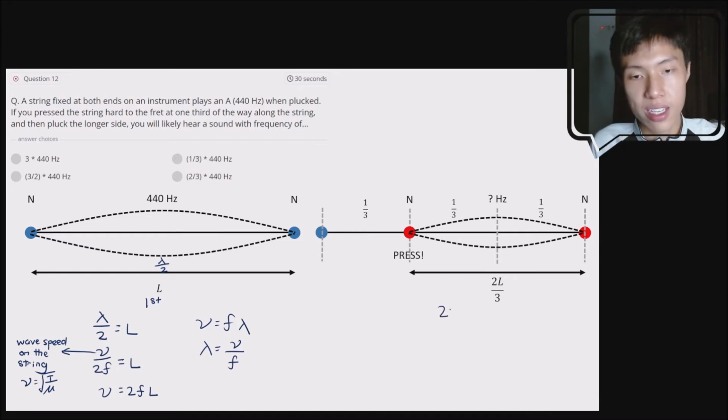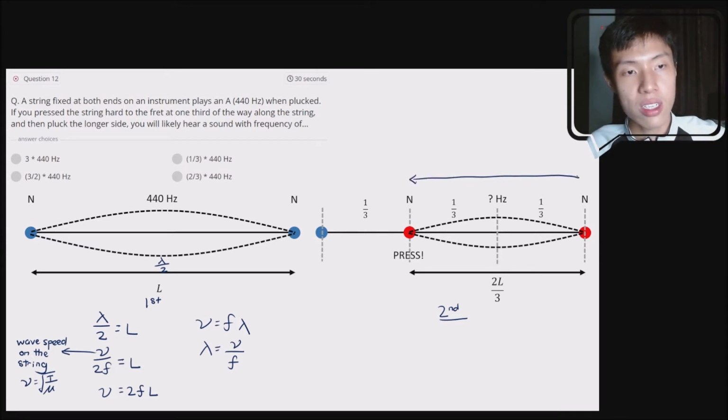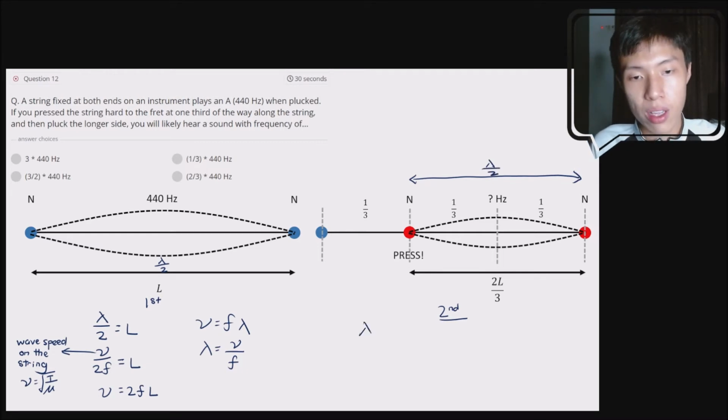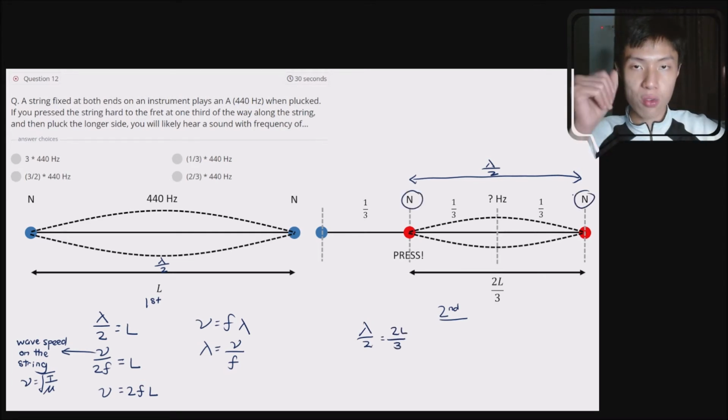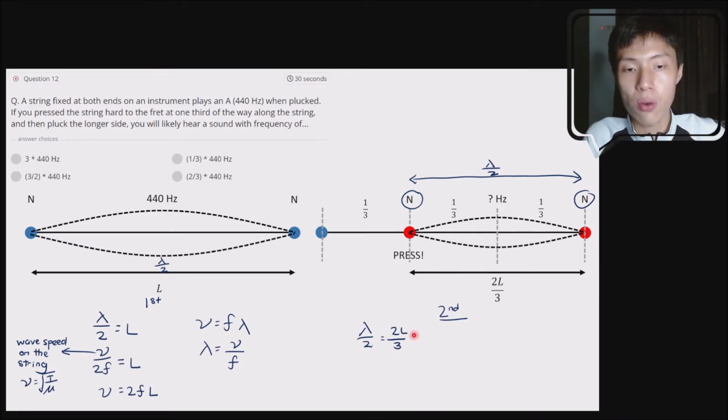Let's move on to the second situation. For the second situation, you know that there's two nodes over here. So you know that the distance between here will be lambda over 2. Okay, so for here, lambda over 2 will be equals to 2L divided by 3. The distance between two nodes that are next to each other, right? One node to the next node, the distance must be lambda over 2. Okay, this is fixed. So lambda over 2 is equals to 2L over 3.